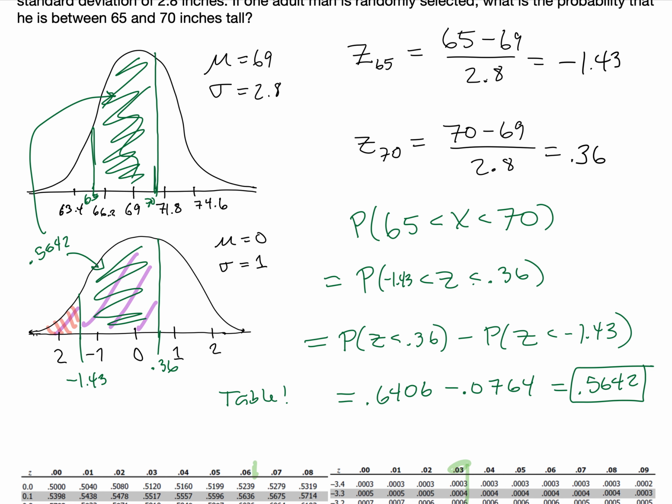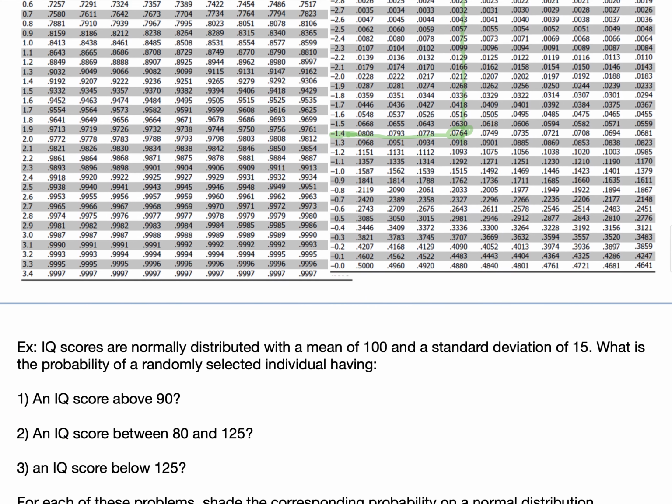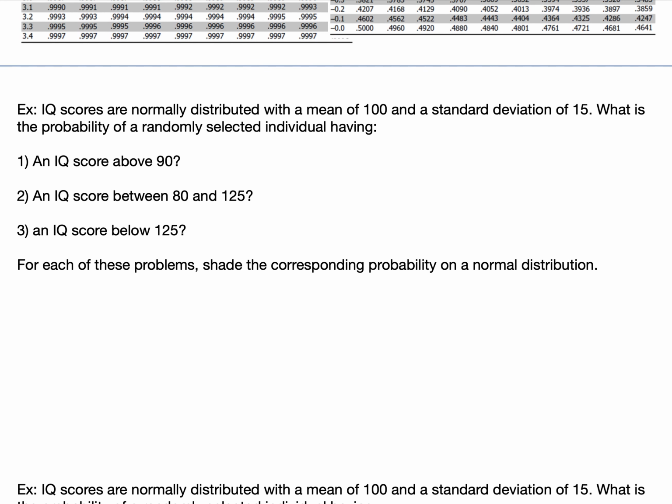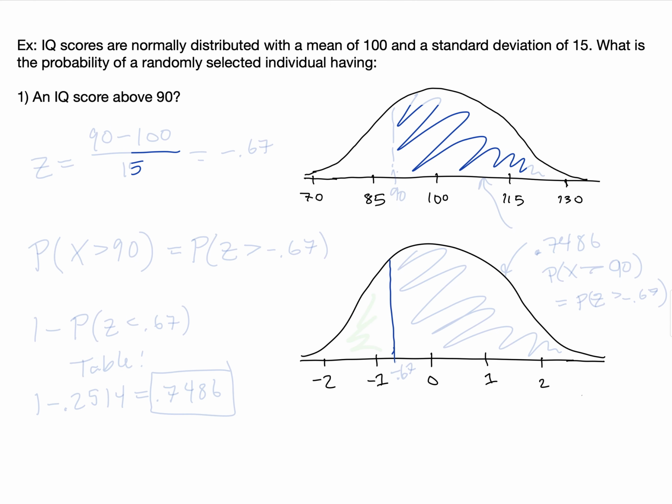All right, here's an example for you to try. IQ scores are normally distributed with a mean of 100 and a standard deviation of 15. What is the probability of a randomly selected individual having an IQ score above 90, an IQ score between 80 and 125, and an IQ score below 125? For each of these problems, I'd like you to also shade the corresponding probability on a normal distribution as we were doing above.